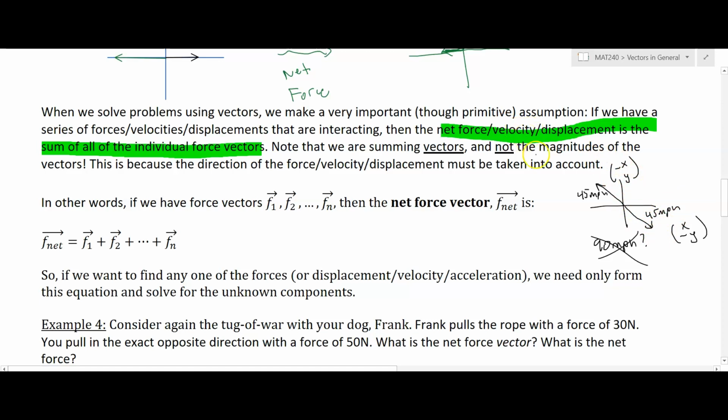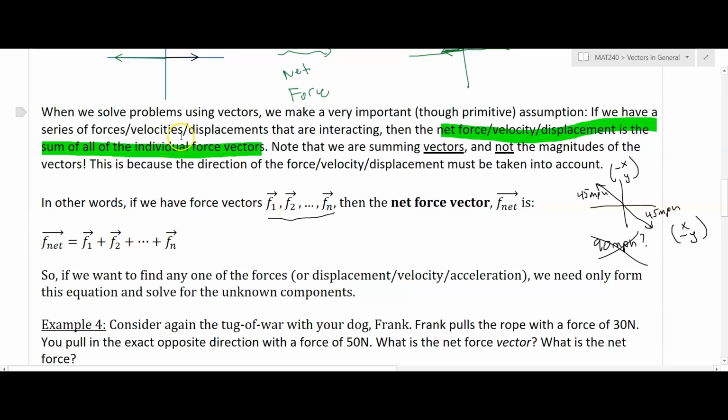So you can't add magnitudes, you have to add the vectors. In other words, if we have these force vectors, these individual forces, then the net force vector will be the sum of all those individual forces, which we're just calling F1, F2, all the way up to Fn. We could have as many of these as we want.